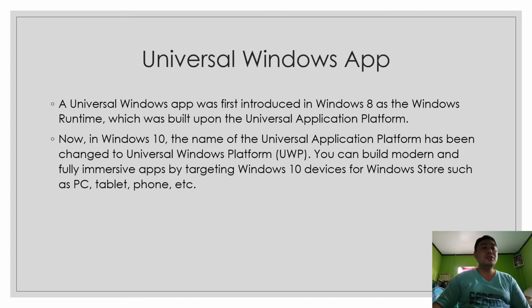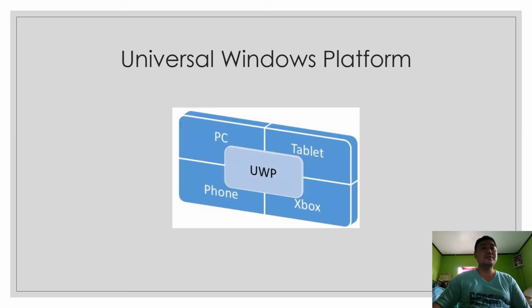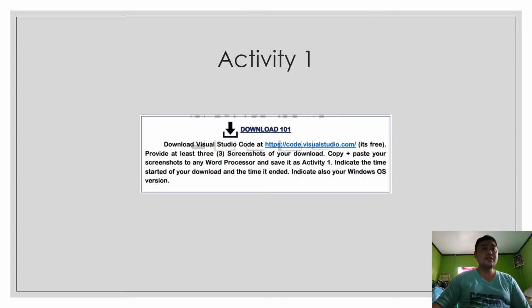You can build modern and fully immersive apps by targeting Windows 10 devices for the Windows Store, such as PC, tablet, phone, etc. So this is an example of the Universal Windows Platform. As you can see, UWP can interact with PC, tablet, phone, or Xbox, or even more devices.